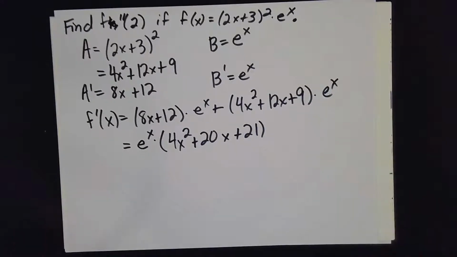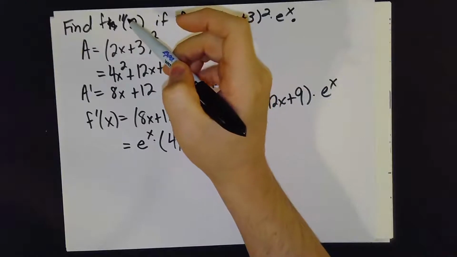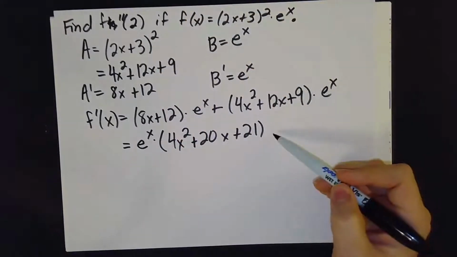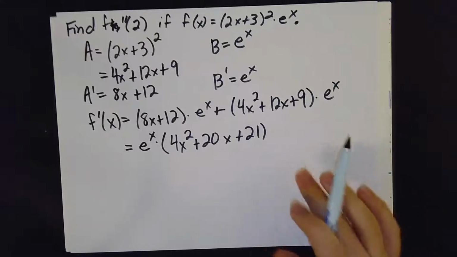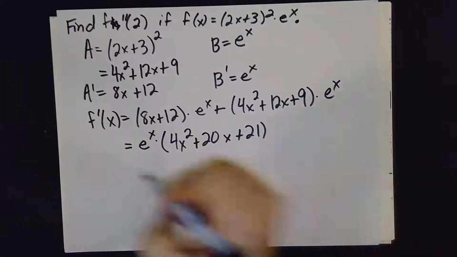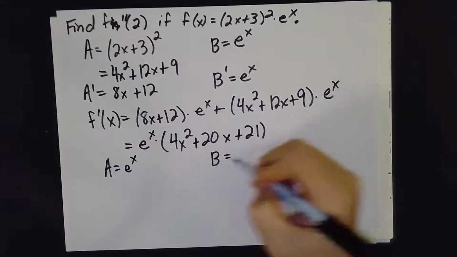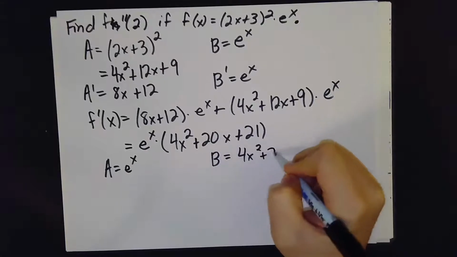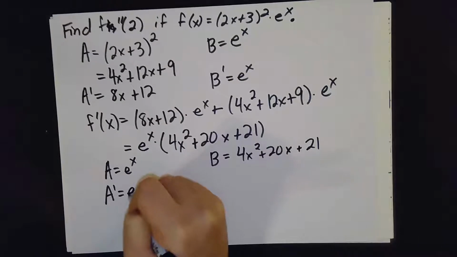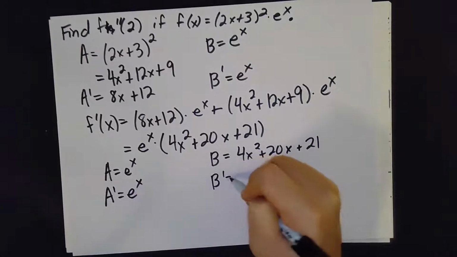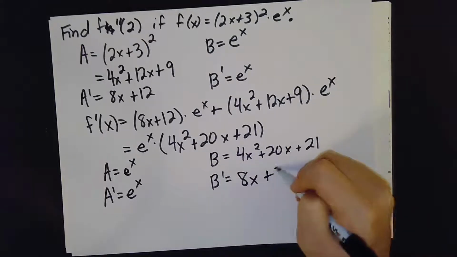I'm simplifying this because the question asked for the second derivative, so I want to simplify the first derivative as much as possible before I go about taking the second derivative. Now I'm set up to let A be e to the x, B be 4x squared plus 20x plus 21. A prime is e to the x. B prime is 8x plus 20.